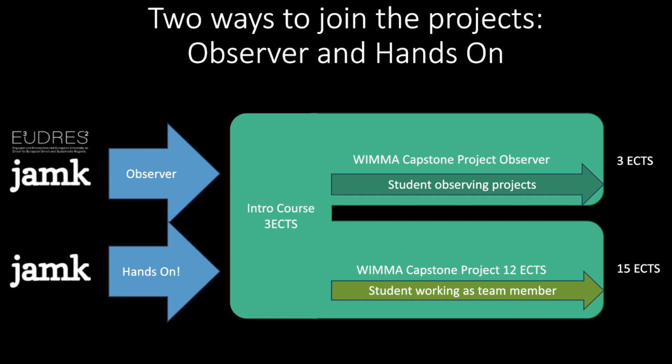But anyway, the main idea for the Capstone environment is that we have two different learning paths. There is hands-on and there is observer. So when you are a student who would like to learn more about how to work in a project in the software development domain, how to deliver software, and what skills are needed to build something with a company, then you should select the hands-on learning path.